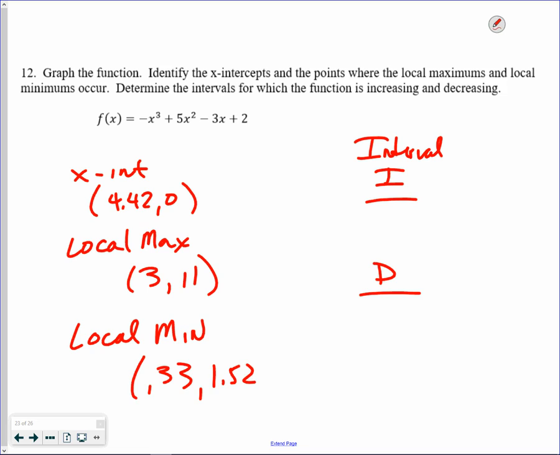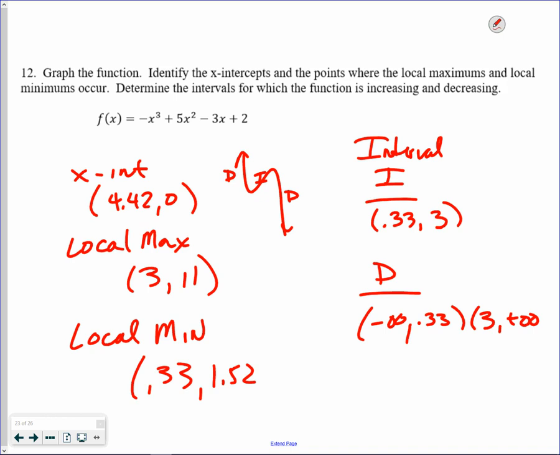Now, I'm going to just do a little sketch here. It looks like this. Oops, I apologize, doing a little sketch here. It looks like this. So now there's the interval, this side would be decreasing, this would be increasing, and this again would be decreasing. So I start off at negative infinity till I get to 0.33. That's the x value of the minimum. Then it goes 0.33 to 3 is the increasing, and 3 to positive infinity is the decreasing.